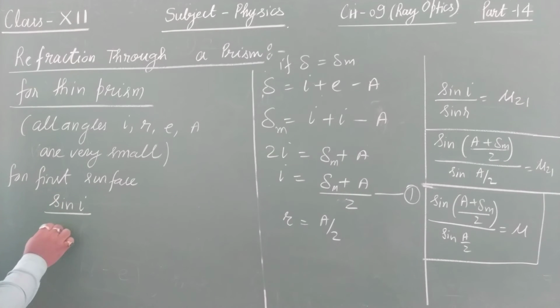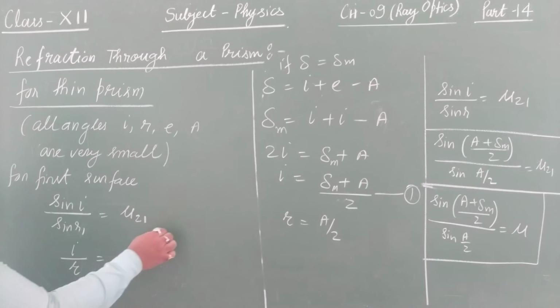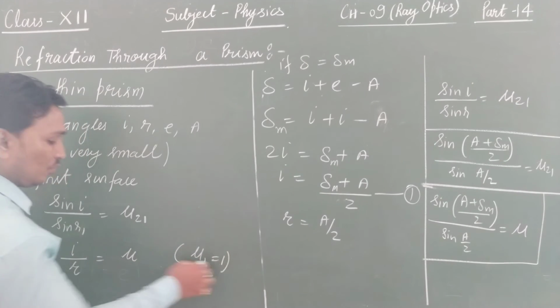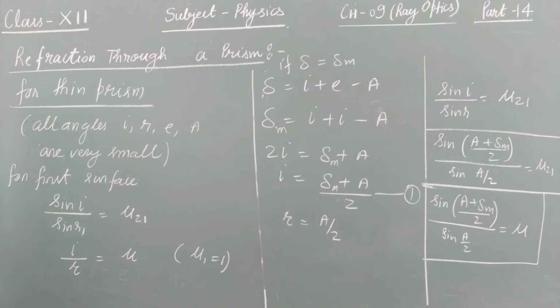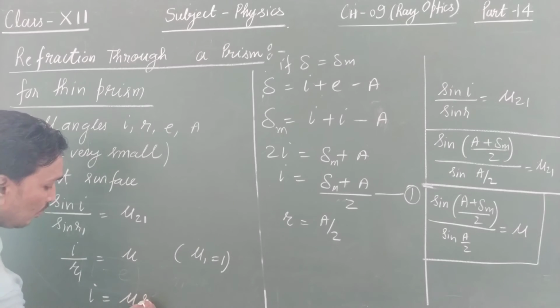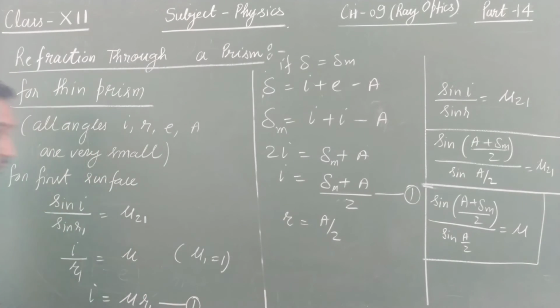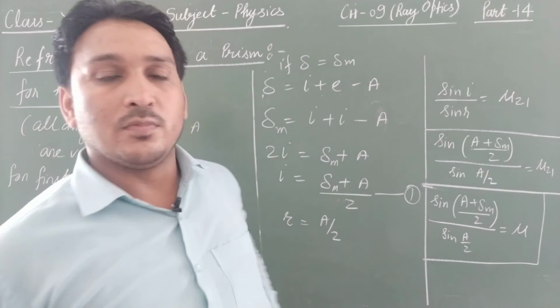sin I upon sin R1 is equal to the refractive index of the second medium with respect to the first medium. Since the angles are very small, sin I can be written as I, and sin R can be written as R. If mu1 is equal to 1, we can write mu only. So this is the value of I upon R1. From here, the value of I comes out to be mu R1, equation number 1. This is the value for a thin prism.